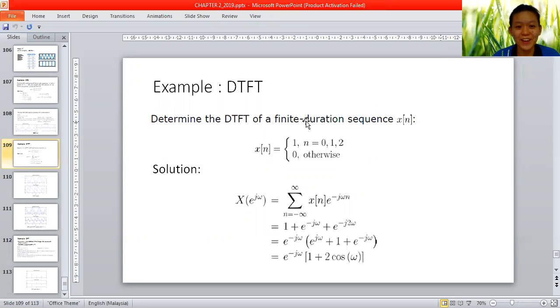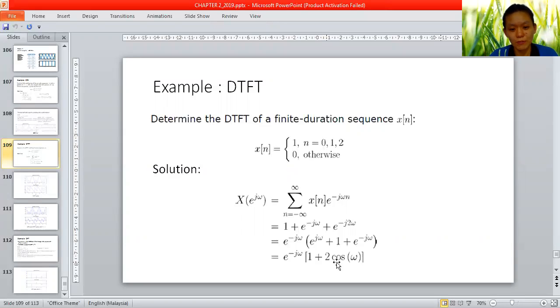Today we will talk about DTFT in Matlab. So this is the example of DTFT. Determine the DTFT of a finite duration sequence x[n]. This sequence x[n] is equal to 1 when n equals 0, 1, 2, and 0 for others, which means we have 3 signal values, 1, 1, 1, at n equals 0, 1, and 2.